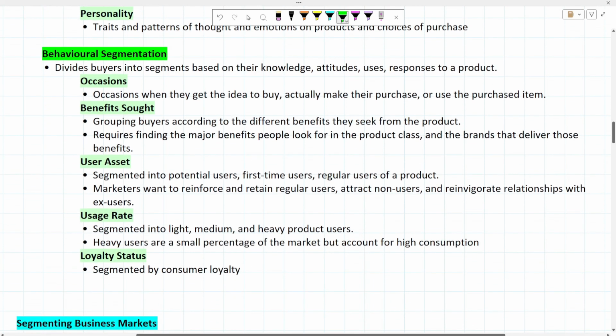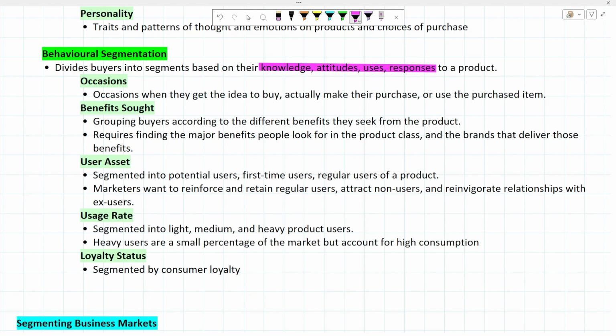So behavioral segmentation divides buyers into segments based on their knowledge, attitudes, uses, and responses to a product. So let me highlight that as well. So the knowledge, attitudes, uses, and responses. Occasions are when they get the idea to buy, actually make their purchase, or use the purchased item. Benefits sought is grouping buyers according to the different benefits they seek from the product. It requires finding the major benefits people look for in the product class and the brands that deliver those benefits.